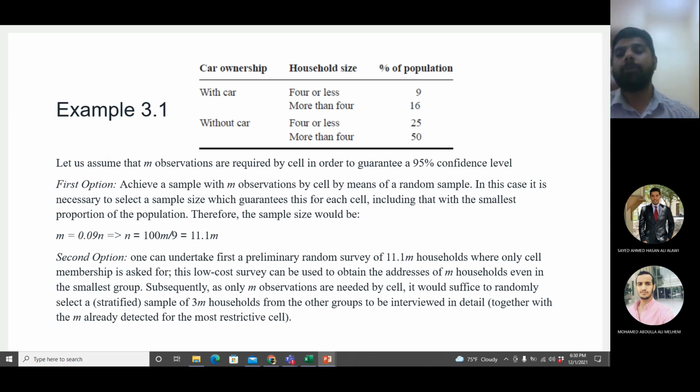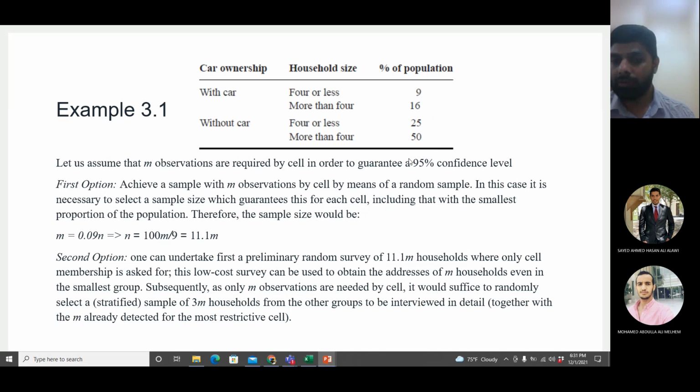you collect a random survey of 11.1 m households, whatever m you are requiring. Okay, so like I said, if you're requiring 10, then you will collect data from 111 households, 10 into 11.1, 111 households. You will collect random samples from 111 households, and you will just ask them to which category they belong.